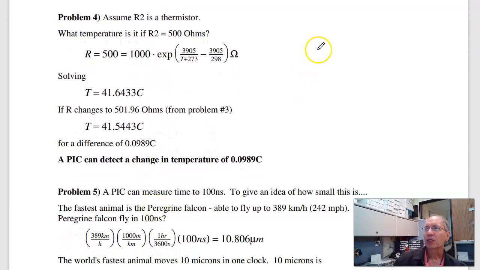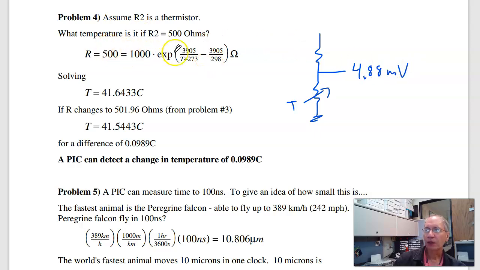Problem 4. Suppose that resistor is a thermistor. That's a resistor that varies with temperature. How much does temperature have to change for the resistance to change by 1.96 ohms, for the voltage to change by 4.88 millivolts?